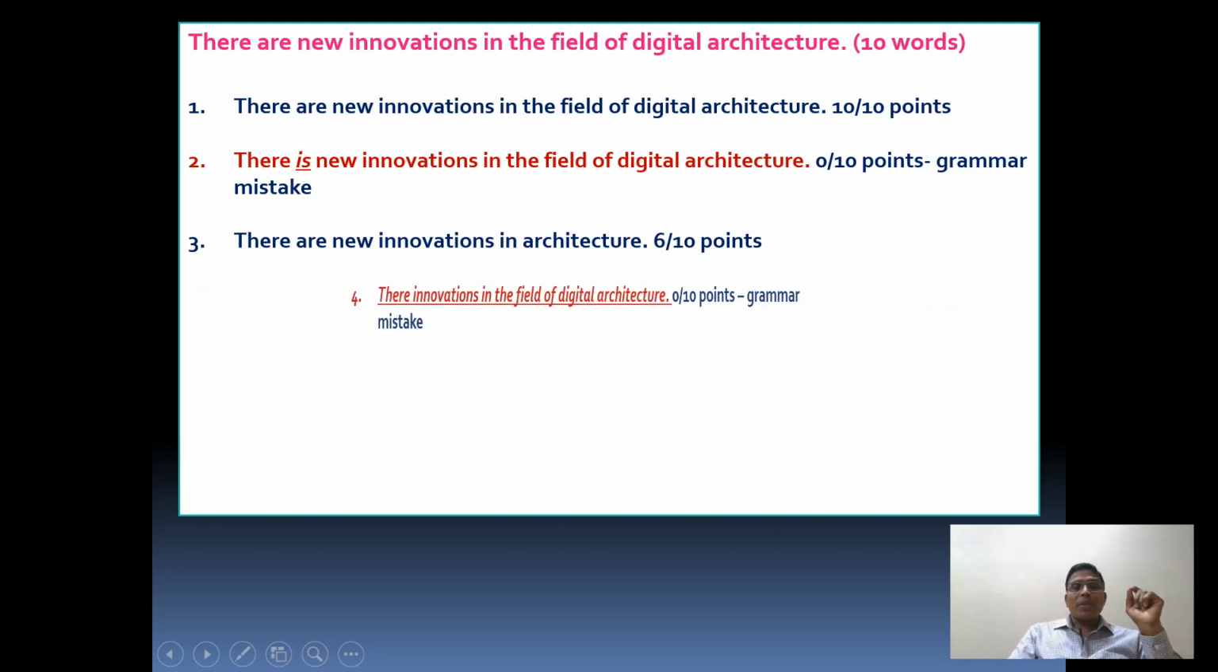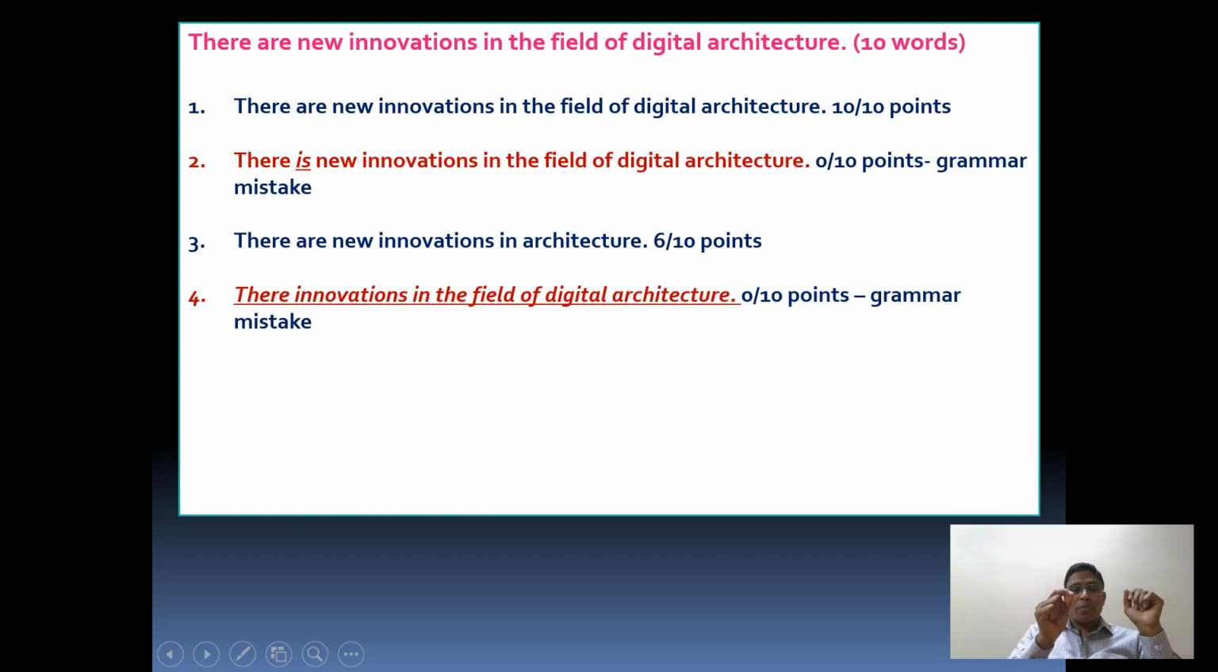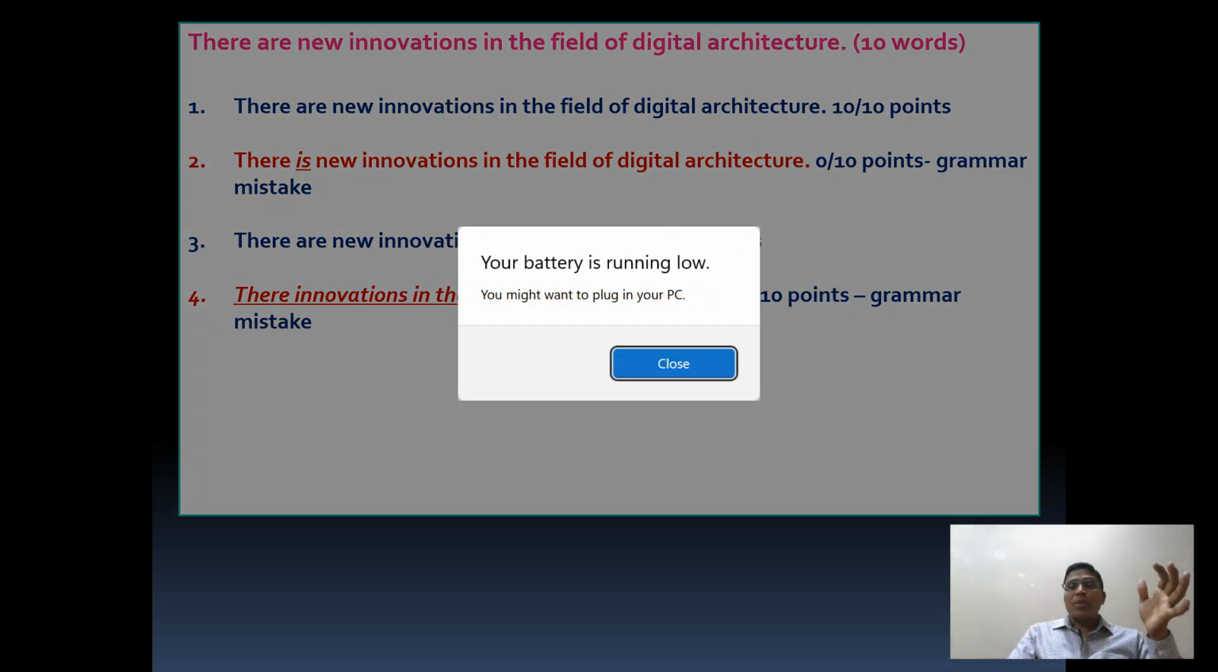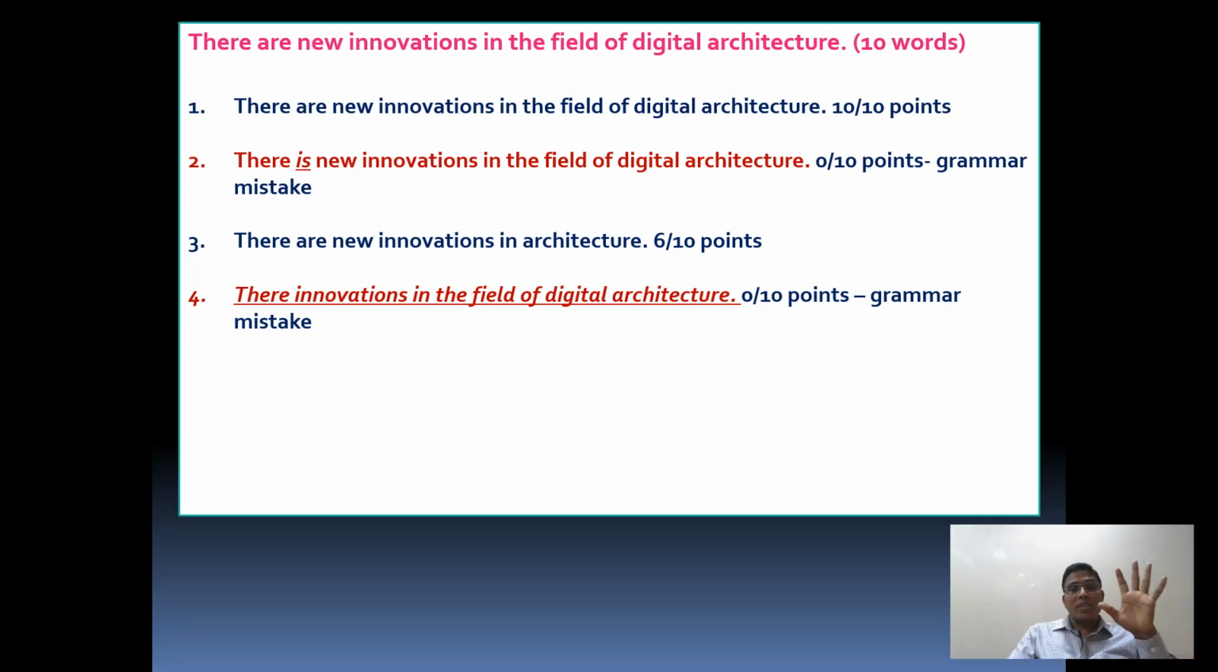And there is something called: their innovations in the field of digital architecture. So your response will not be treated as a sentence because there's no verb at all. Without a verb, a sentence will not be looked upon as a sentence. There are new innovations. So only 4 words, we get 4 points.